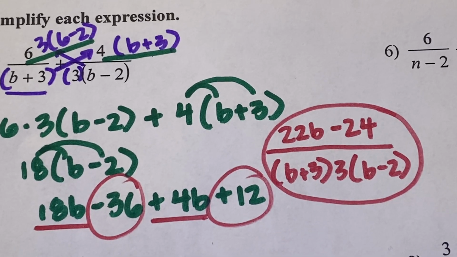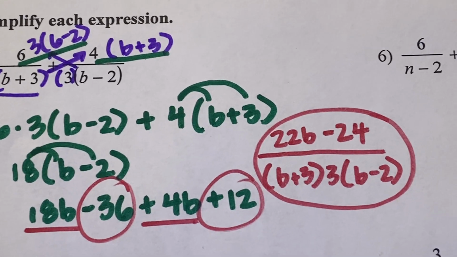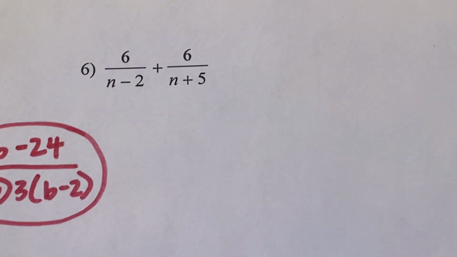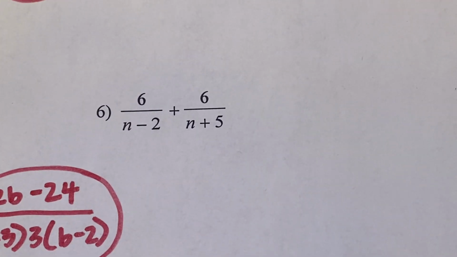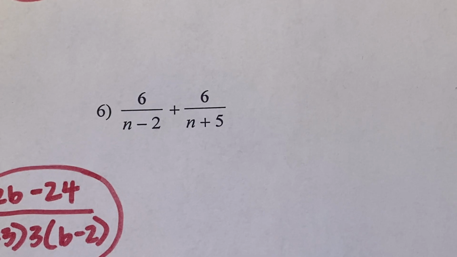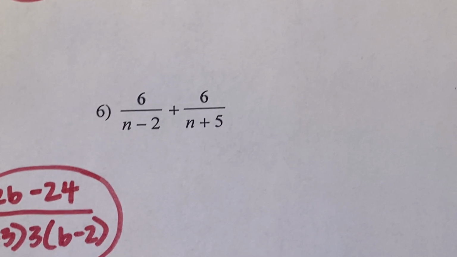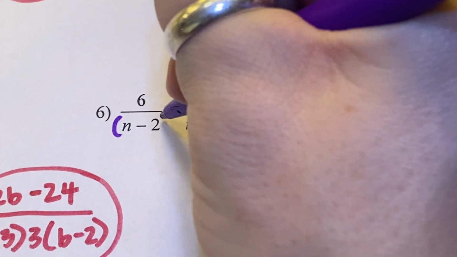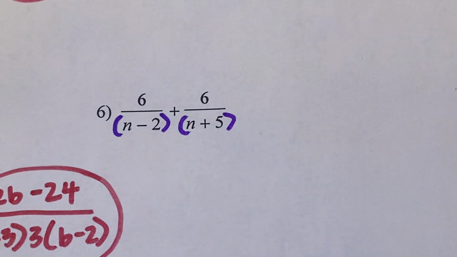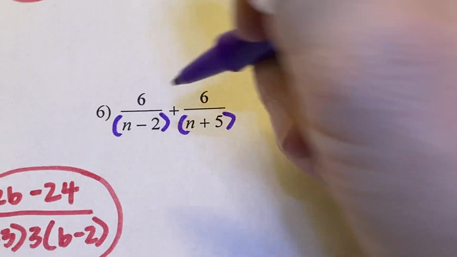So let's try it again. Number 6 actually isn't as mean as number 5. Do our denominators look the same? No. Do we care about the numerators though? No, but they both have n's. But those are totally different pieces. n minus 2 is not the same as n plus 5. So we've got to do the same thing.